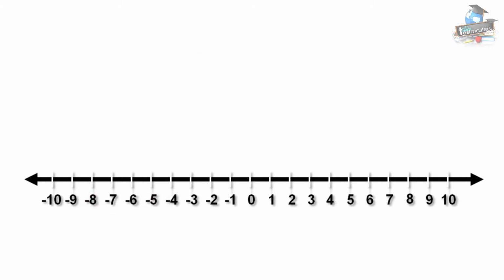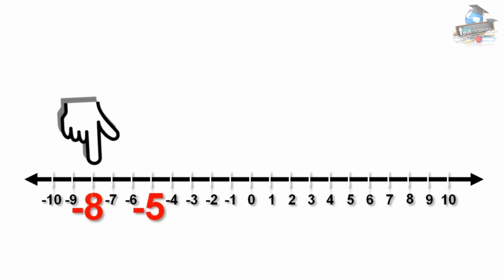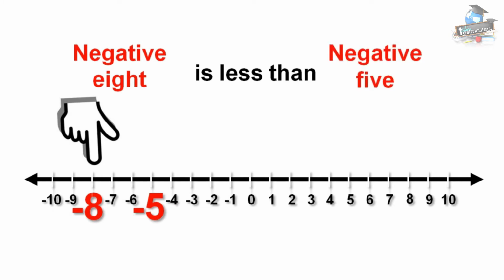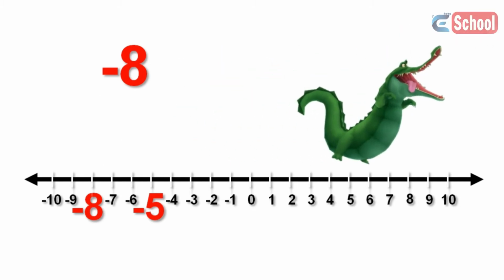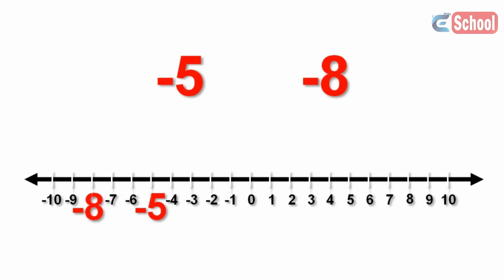Negative 8 is further to the left on the number line than negative 5. So we can say that negative 8 is less than negative 5. The greedy crocodile still wants to eat the bigger number. So we can write this out like this.